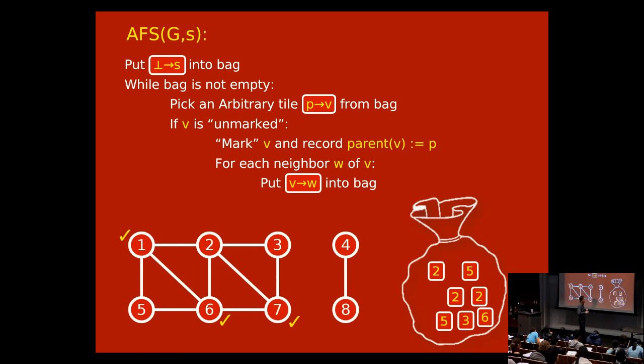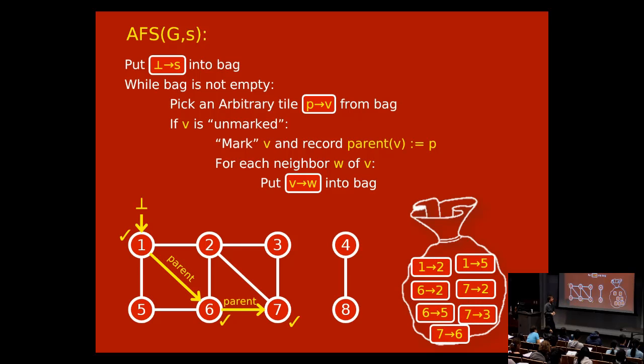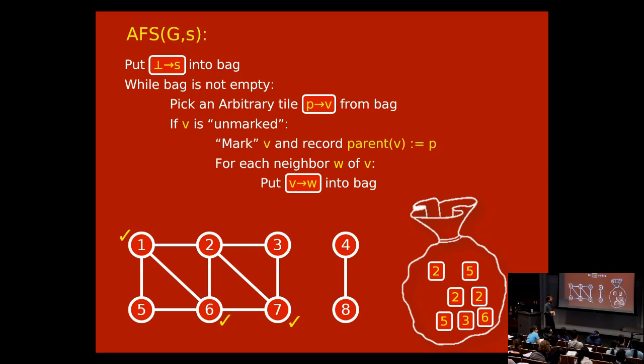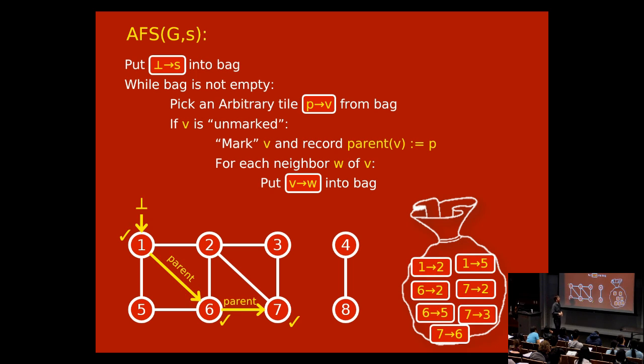Okay, so this is where we got to in the original version of the algorithm with 1, 6, and 7 marked, and all these tiles were in the bag. If we had run this algorithm, we would have this more information. We have the same destination tiles, 2, 5, 2, 5, 3, 6 in the bag, but now we remember which vertex put them in that bag originally. And furthermore, I've drawn the parent information with some yellow arrows. It reminds us how we got to 6 when we marked it, and how we got to 7 when we marked it, etc.